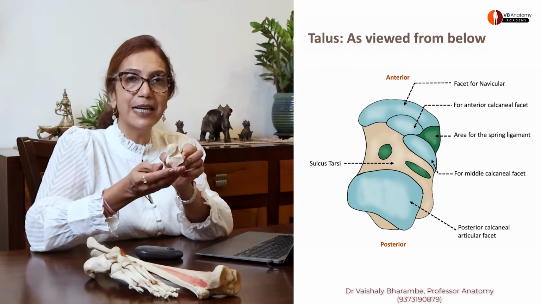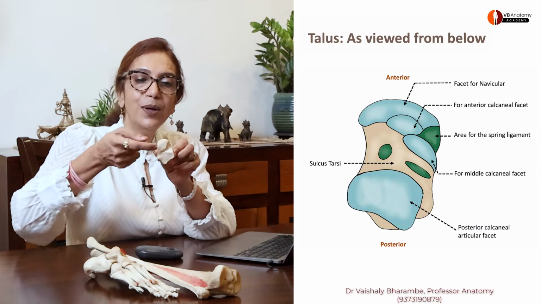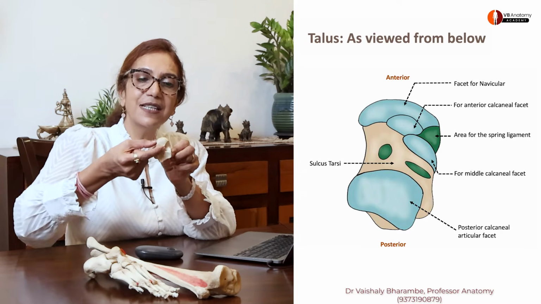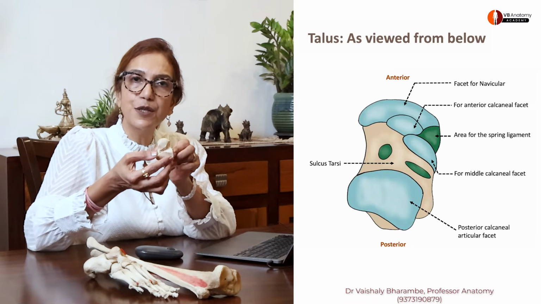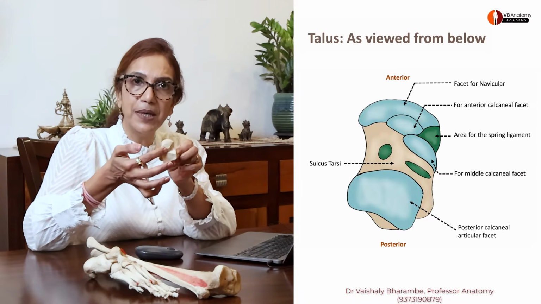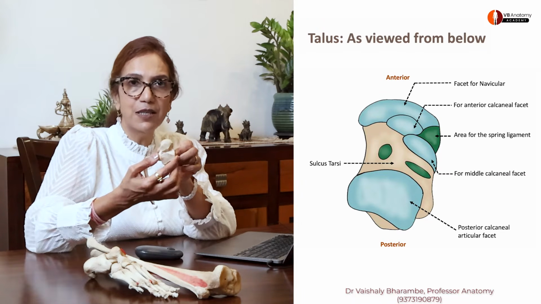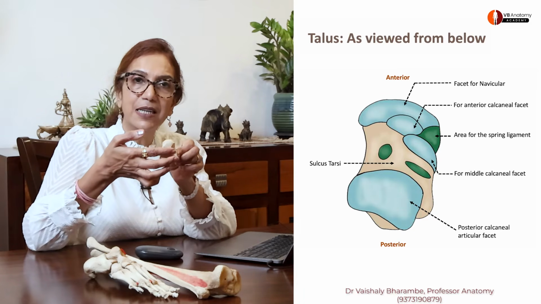I'm going to show you this again, okay? This is the inferior surface of talus. You can see that there is an articular surface anteriorly, then there is a groove here and an articular surface posteriorly. The anterior surfaces are anterior and middle. Posterior is this posterior, separated by a groove called the sinus tarsi.